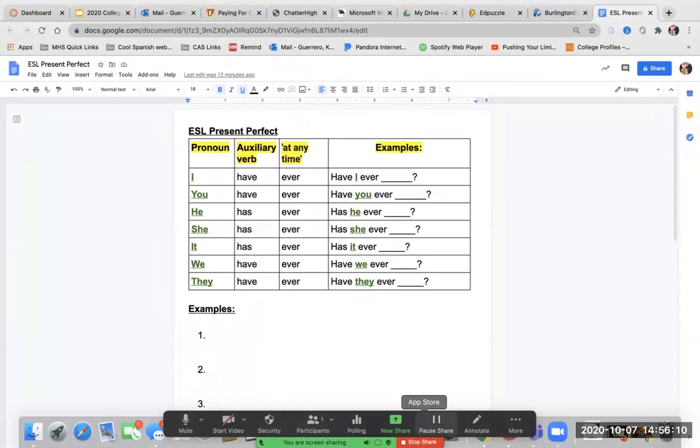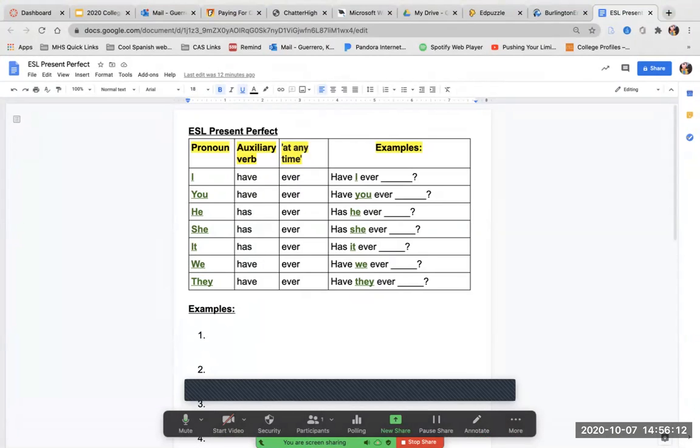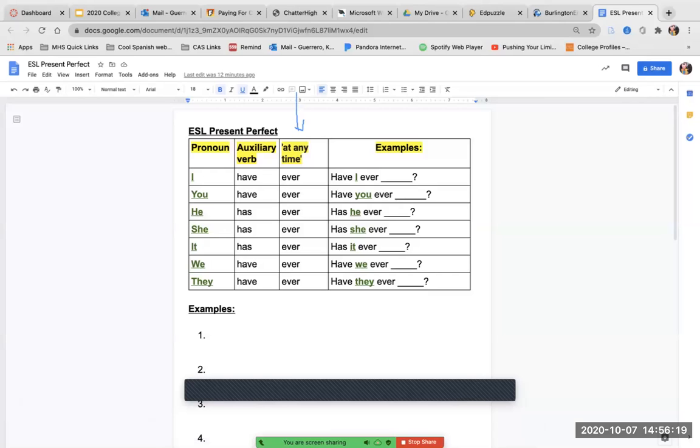What I've included in our presentation today is the following. We need to be able to understand why we use the word ever, at any time. Remember that ever is used in a question. Have I ever? And then you add your verb. Have you ever? Has he ever? Has she ever? Has it ever? Have we ever? And have they ever?